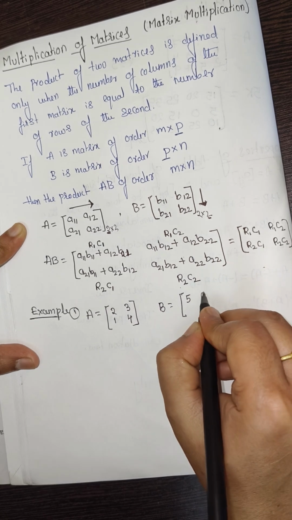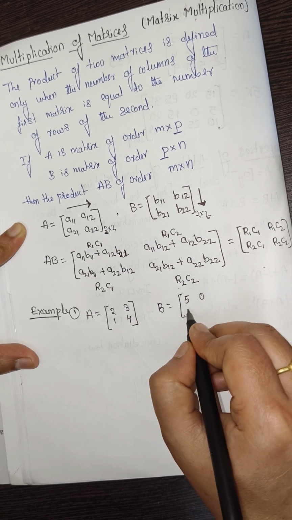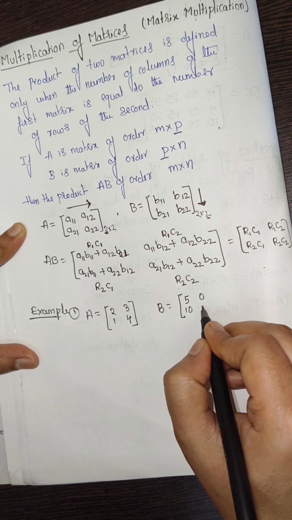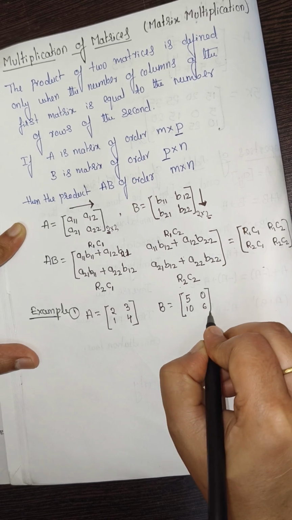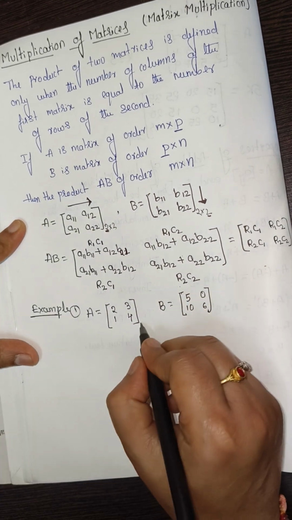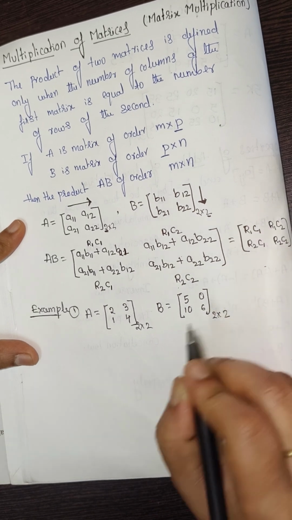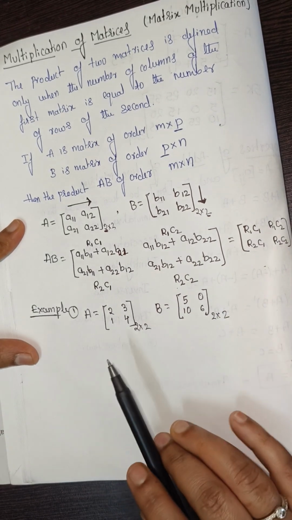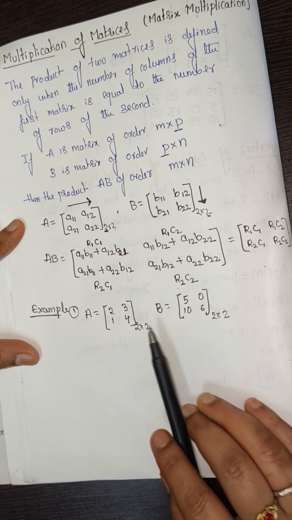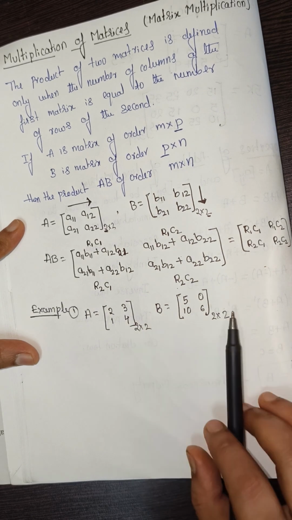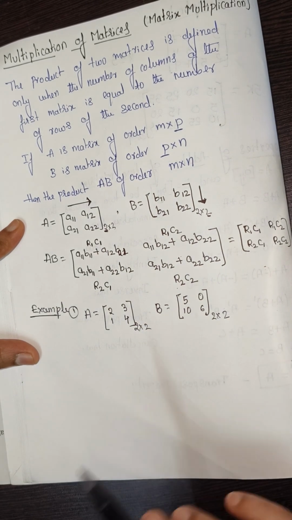5, 0, 10 and 6. Okay. It is also a 2 by 2 matrix. In addition and subtraction, we check the order of the matrix, and it should be the same order in addition and subtraction.